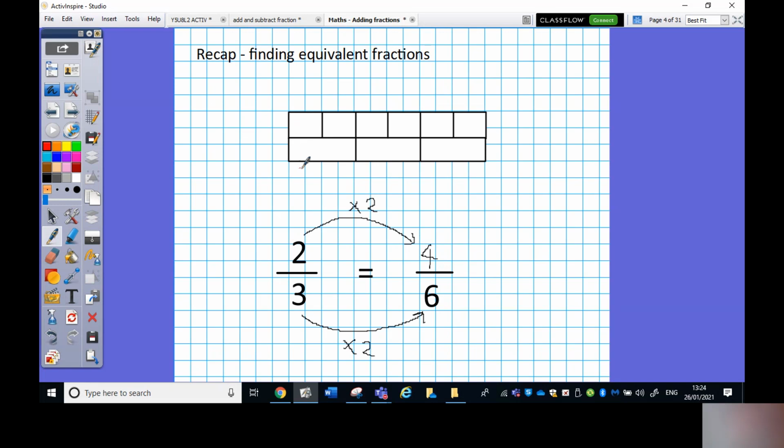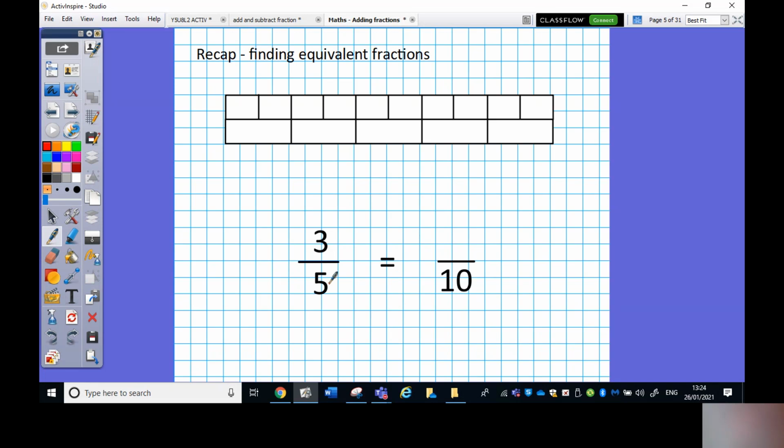So now let's take a look. Even if we were to shade this in, we have 2/3 at the bottom. We have our whole, which has been divided into 3 equal parts, and we have 2. And then we have 6 at the top. Let's shade in 4 and see if that's equal. 1, 2, 3, 4. Absolutely, so they are equivalent.